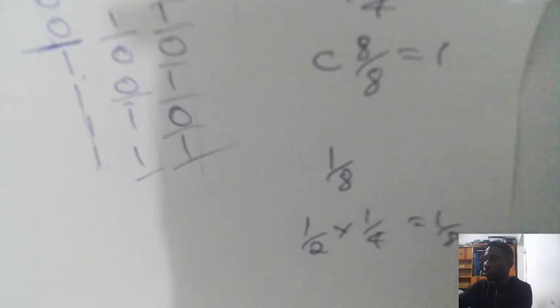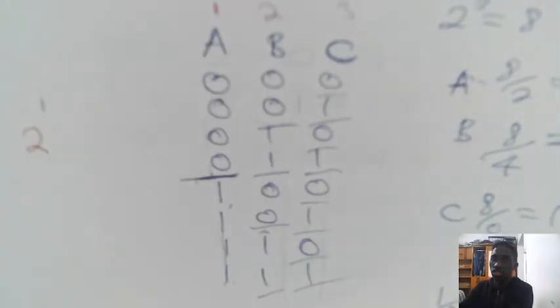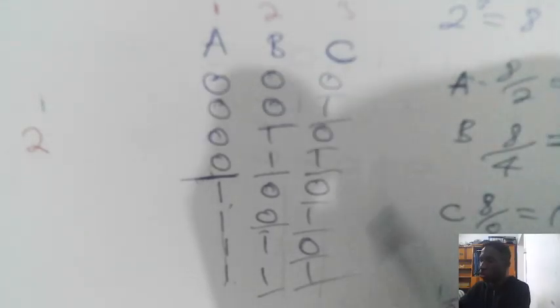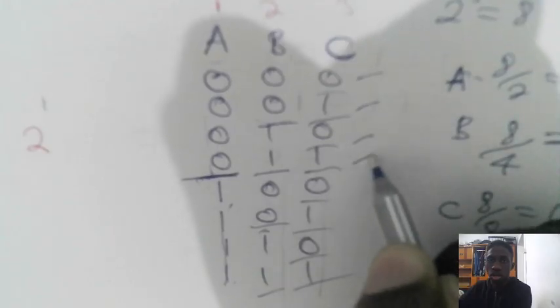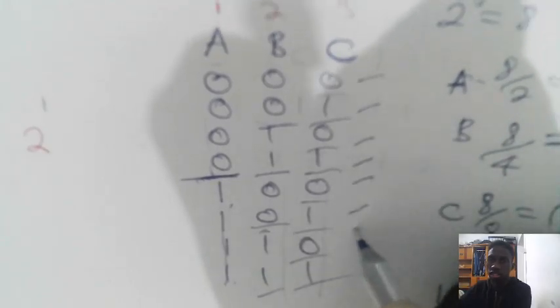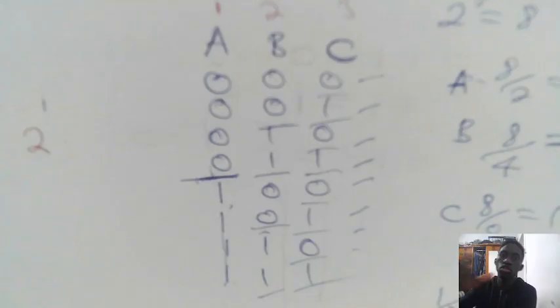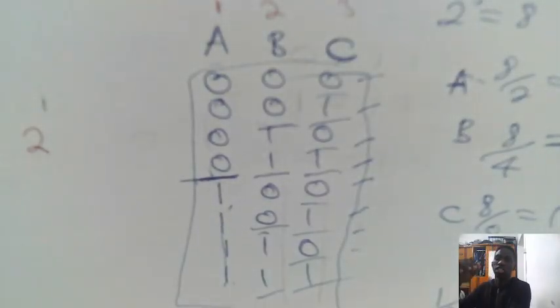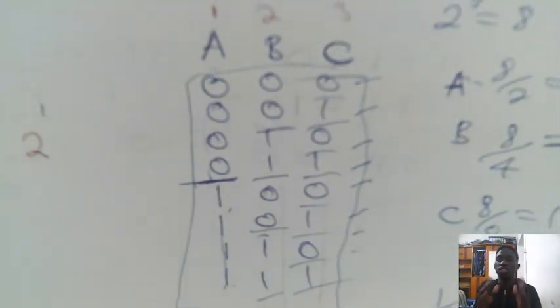That's 1. So it therefore means that C should alternate: 0, 1, 0, 1, 0, 1, 0, 1. And once you do this, you get the set of all possible outcomes, the combinations for these 3 variables.